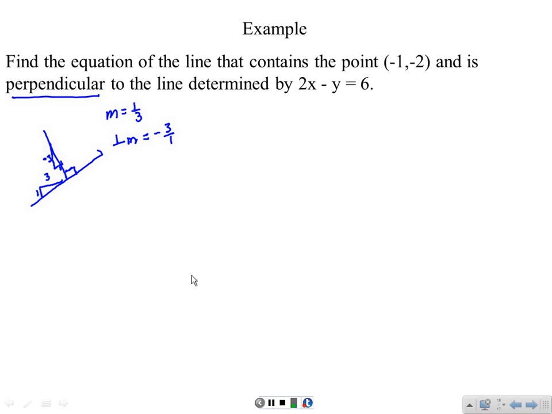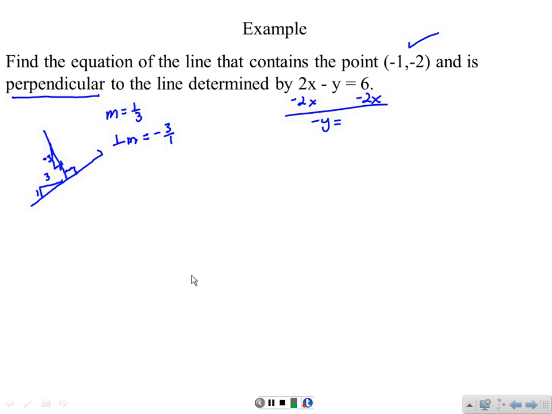So let's look at this. It says find the equation of a line that contains the point -1, -2 and is perpendicular to the line determined by 2x minus y is equal to 6. So again, I have a point, I need to know a slope. So let's put this in slope-intercept form.